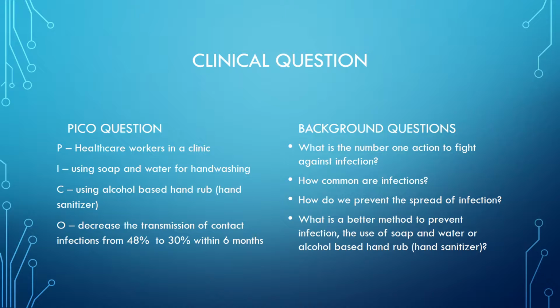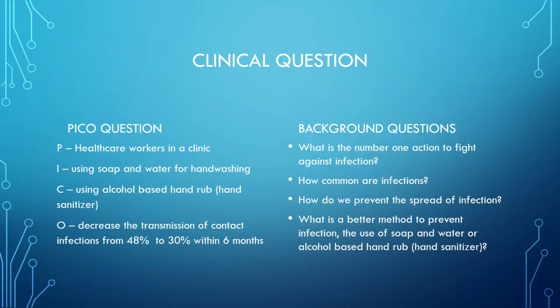Some of the background questions are as follows. What is the number one action to fight against infection? How common are infections? How do we prevent the spread of infection? What is a better method to prevent infection, the use of soap and water or alcohol-based hand rub?